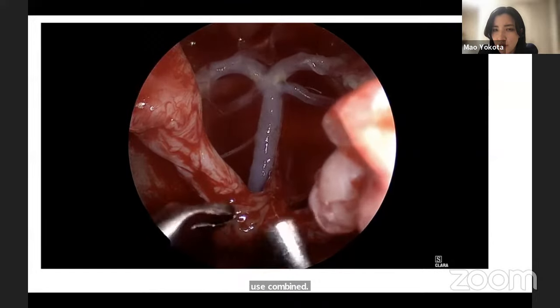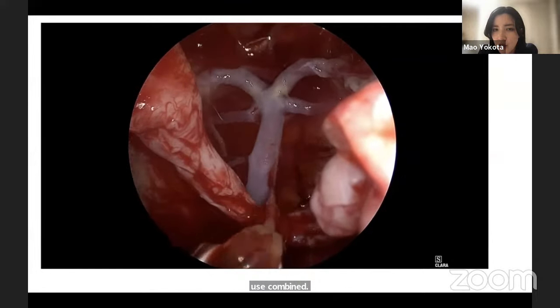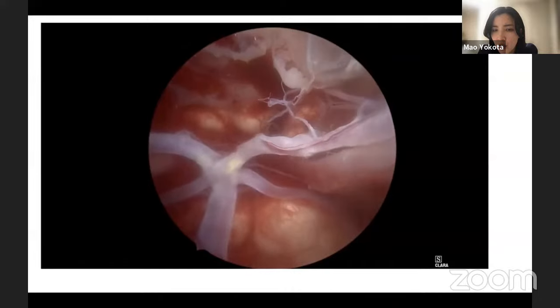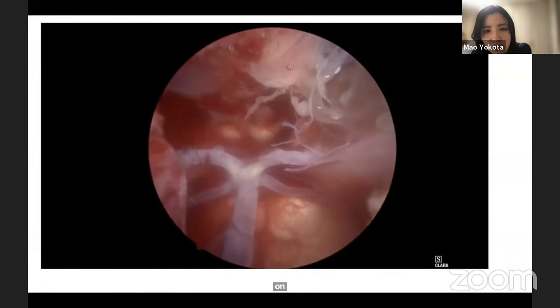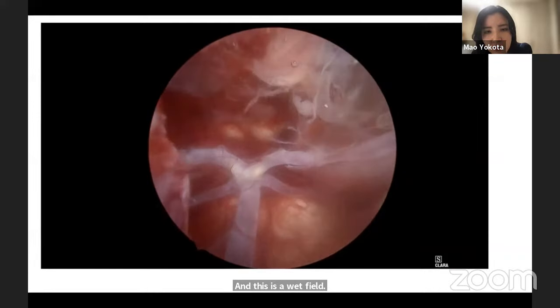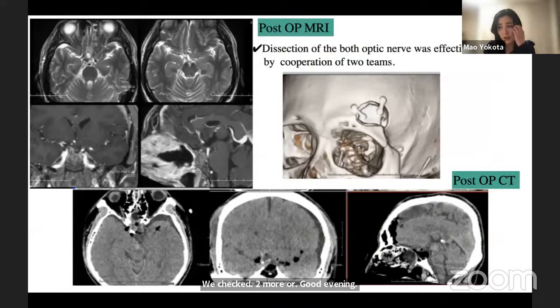This is the basilar. And this is a wet field view. We checked for tumor or bleeding. So, finished. The tumor was removed totally. This is the MRI and CT.